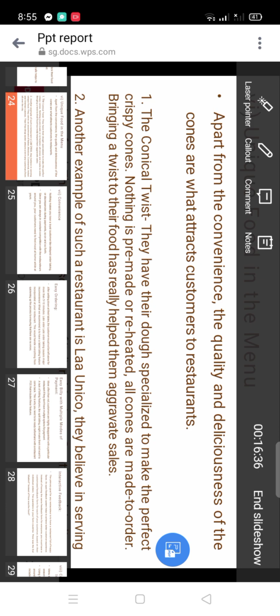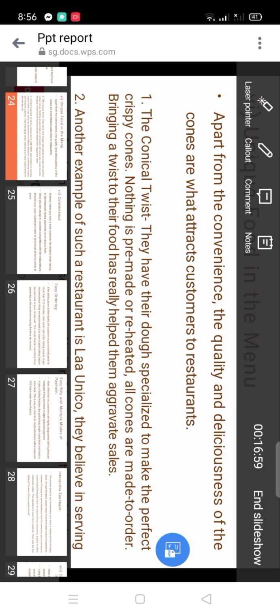The Conical Twist. They have their chefs specialized to make the perfect crispy cones. Nothing is pre-made or reheated. All cones are made to order. Bringing a twist to their food has really helped them aggravate sales.